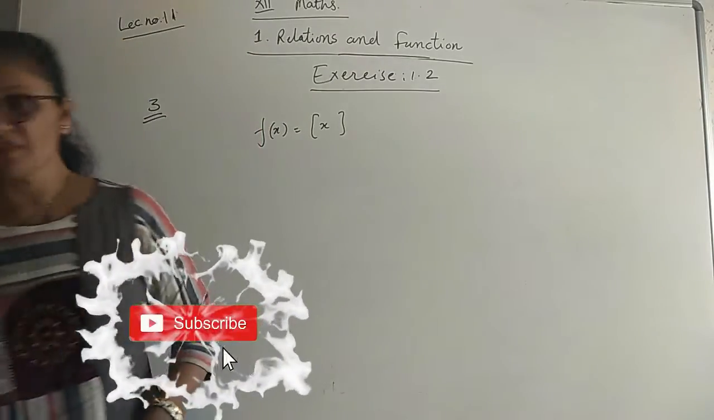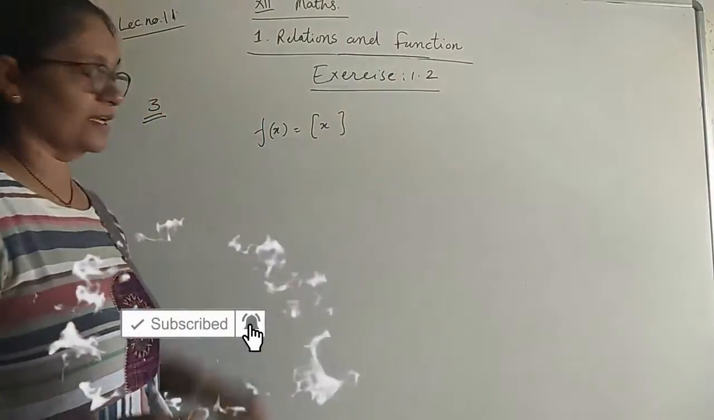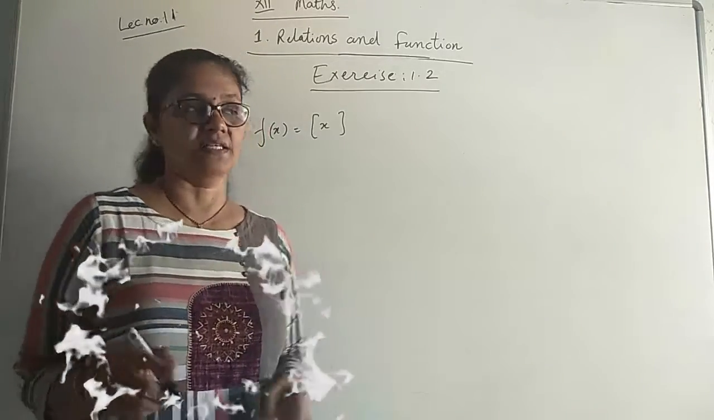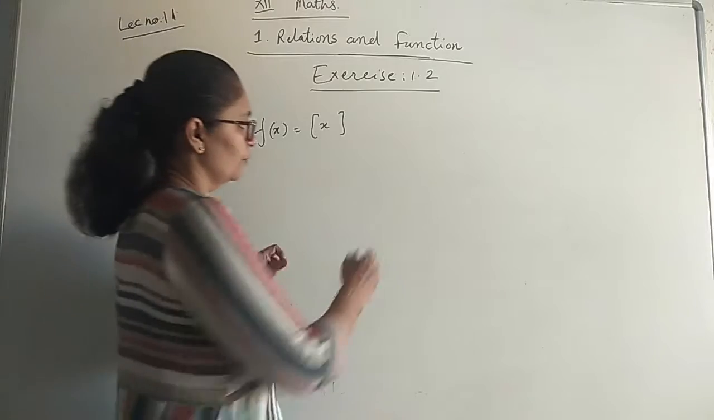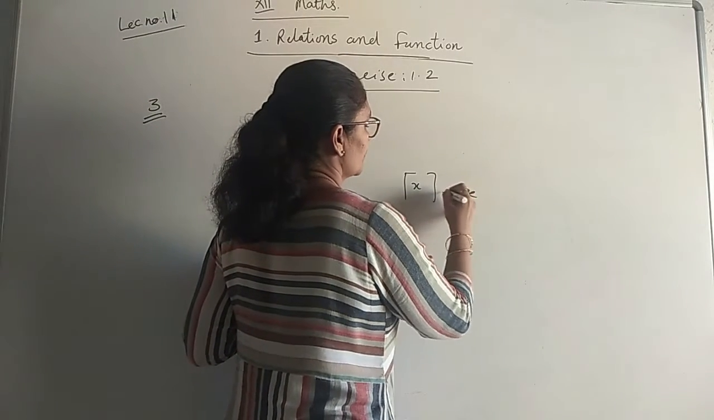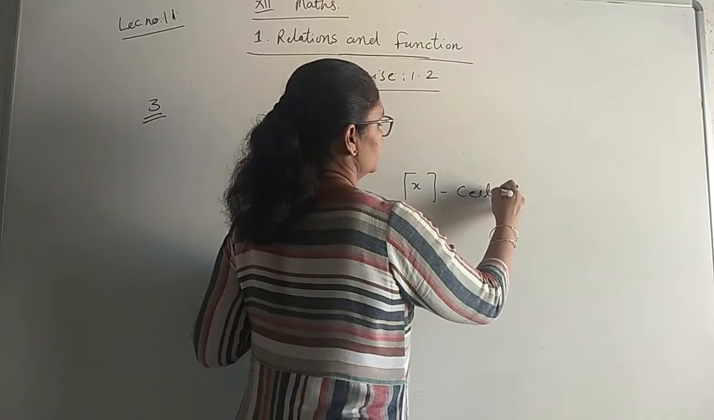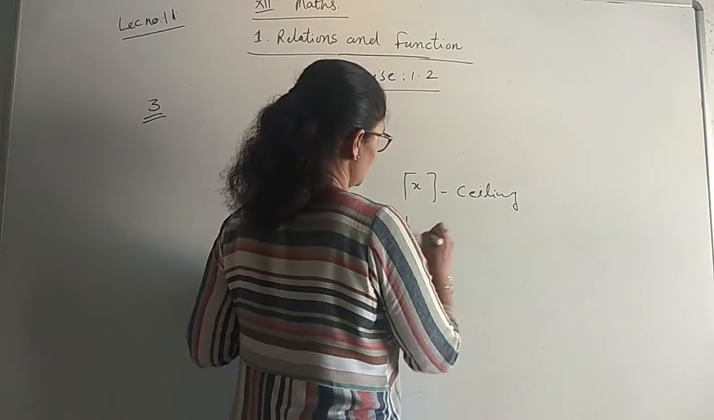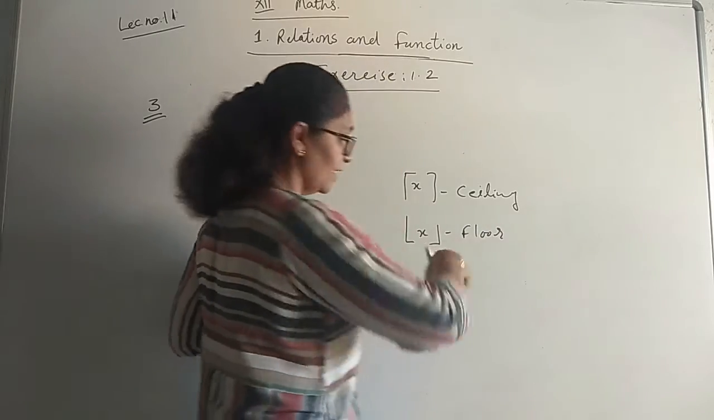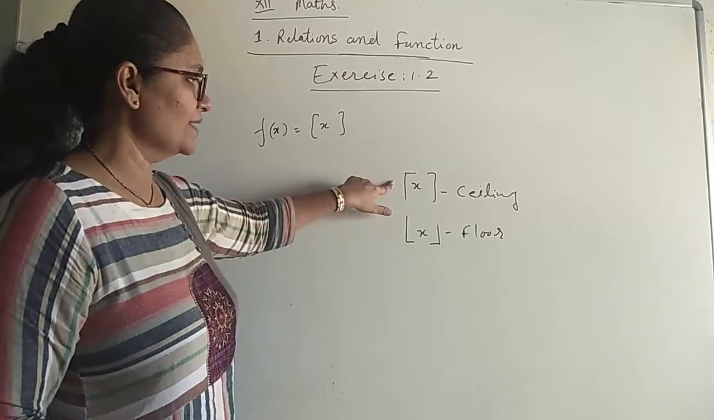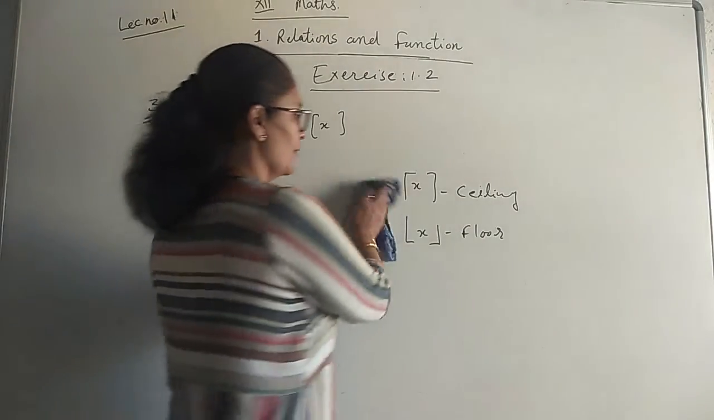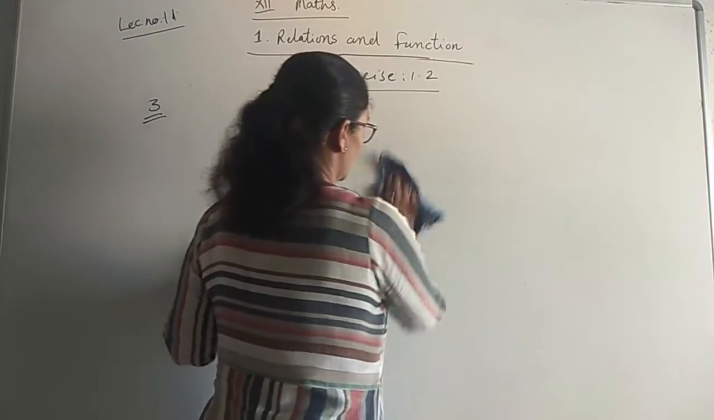First of all, let's revise what [x] is. We have already discussed types of functions in our 11th class. For the integral function, we learned two ways. One is the ceiling function, and the second is the floor function. Floor means we write the lower value, and ceiling means we write the upper value. So we have discussed two integral functions.